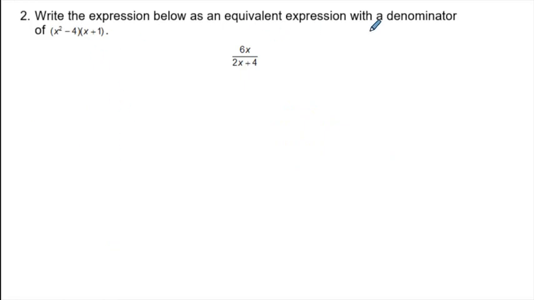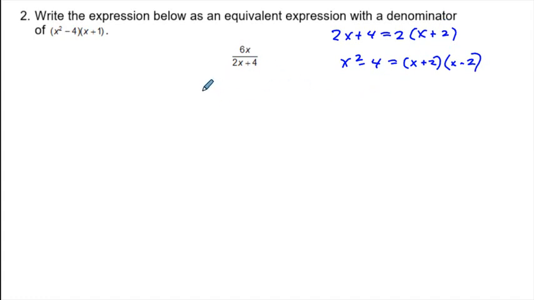Problem 2, write the expression below as an equivalent expression with the denominator of quantity x squared minus 4 times quantity x plus 1. And then we have the original expression 6x over 2x plus 4. I'm going to take this denominator of 2x plus 4 and factor it into 2 times quantity x plus 2. And I'm going to take this target denominator, the x squared minus 4, and that's going to be, using difference of squares, x plus 2, x minus 2. So that's going to help us out here.